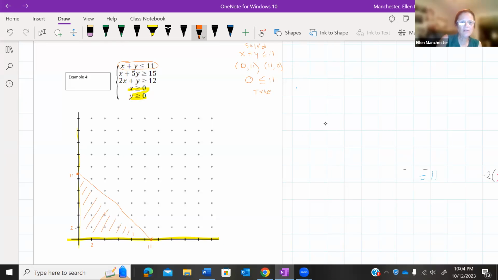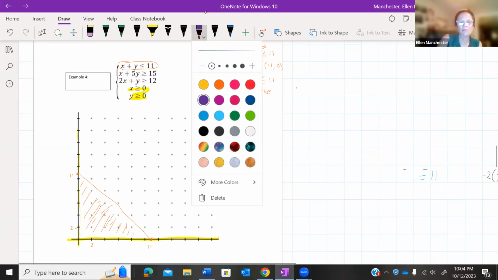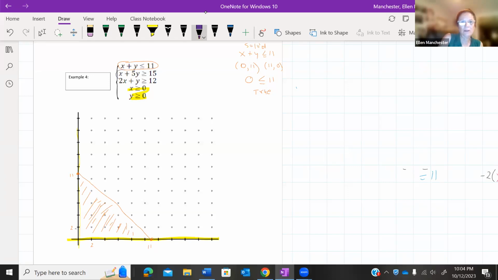Now, the more lines there are, the more messy this can get, right? So that's why using colored pencils really helps. Okay, so now I'm going to do my second one. So I have x plus 5y greater than or equal to 15. So notice my inequalities are different. Okay, it's still equal to, so I know I'm going to have a solid line.